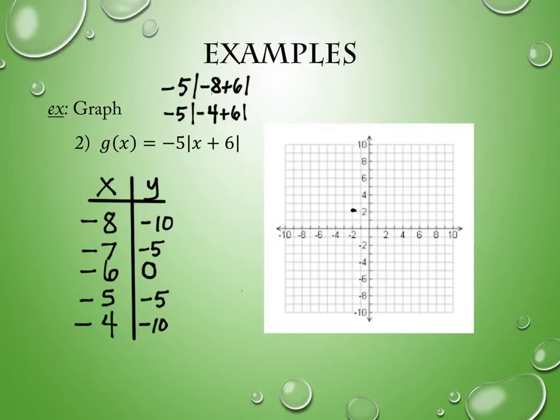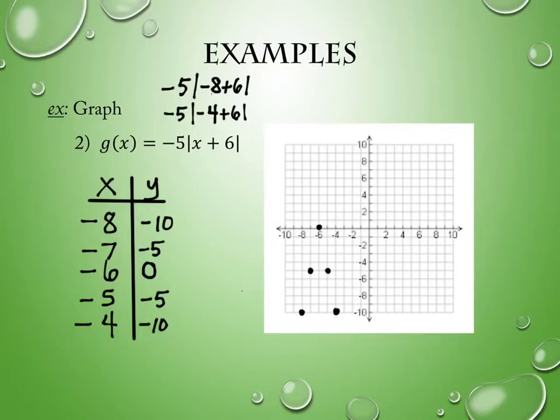And now we get to plot the points. -8, 10. -7 and 5, -6, 0, -5, 5, and -4, 10. And, oh, I'm sorry, those were negatives and I plotted them as positives. Let me flip that upside down. I'm sorry about that. -8 and -10. -7, -5. There we go.